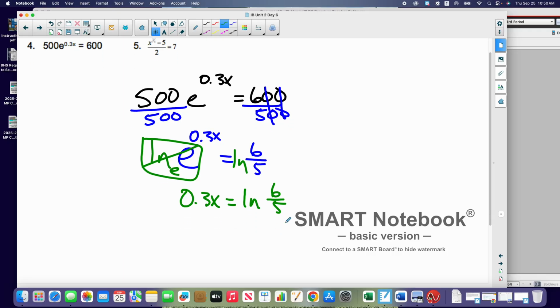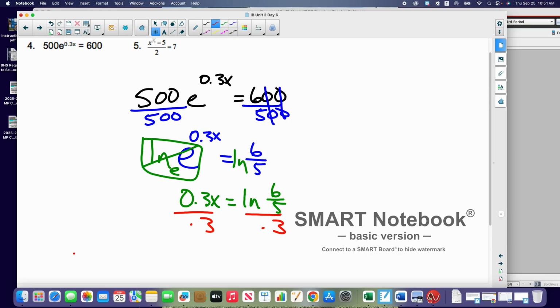And I do have one last step in this one. What's my last step? Divide by 0.3. What I'm going to do is probably in those 2 separate steps, I'm going to do the green, then I'll come back and I'll do the red in my calculator. So this is definitely a calculator problem. You'll see this on the calculator part.